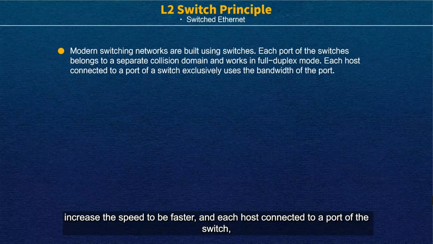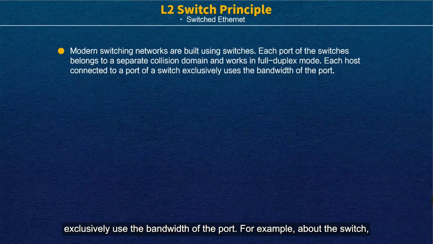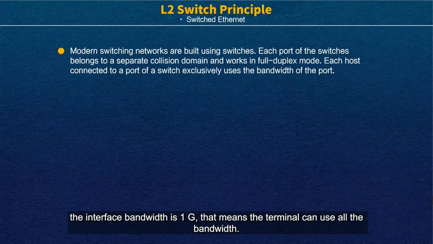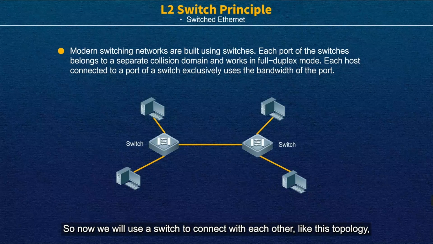Each host connected to a port of the switch exclusively uses the bandwidth of the port. For example, if the switch interface bandwidth is 1 gigabit, that means the terminal can use all the bandwidth. So now we will use a switch to connect the devices with each other, like this topology.